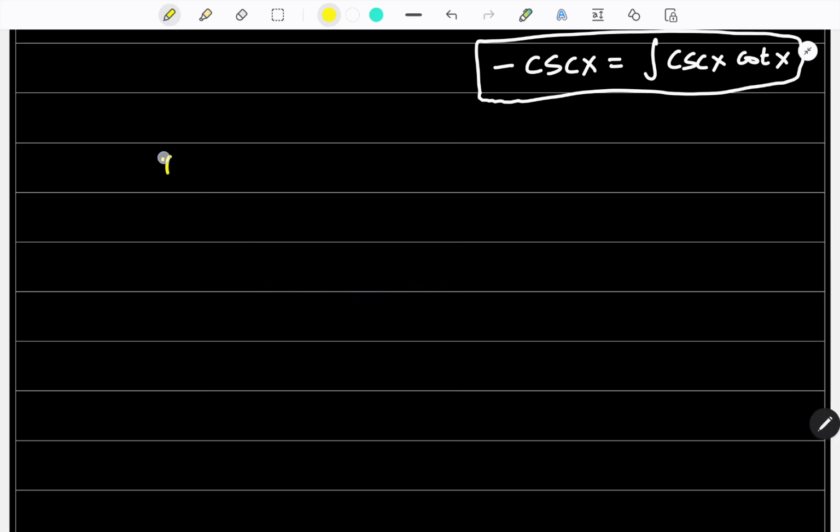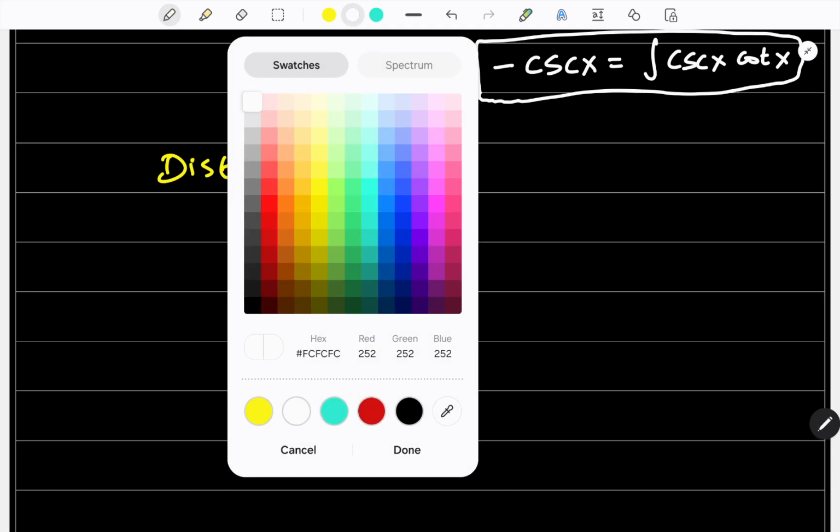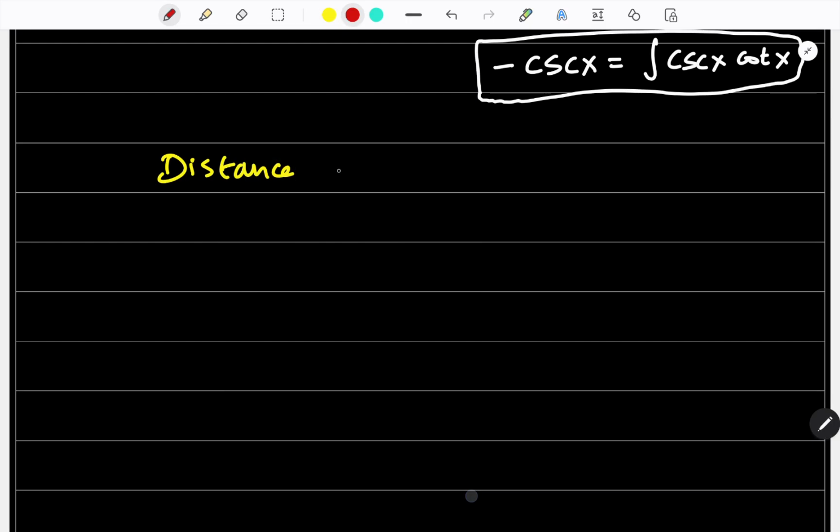The first English word is distance. The second English word I'm going to tell is velocity. And the third English word I'm going to tell is acceleration. I hope you all finished Physics 101, right? So you are familiar with these words. Distance, velocity, acceleration. What is the connection between all these things?